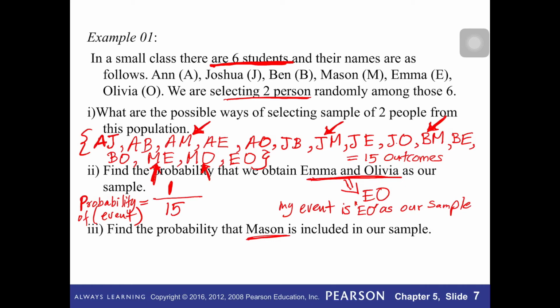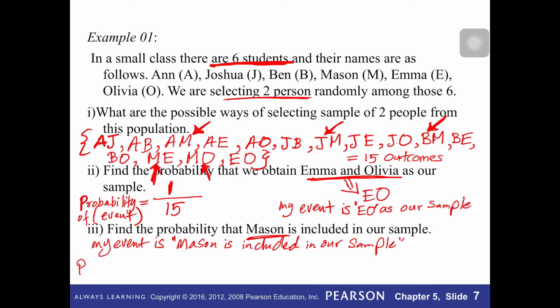So how many capital M's? 1, 2, 3, 4, 5. Okay, so my event is Mason. I'll write it down under quotation marks. Mason is included in our sample. Okay, this is my event.